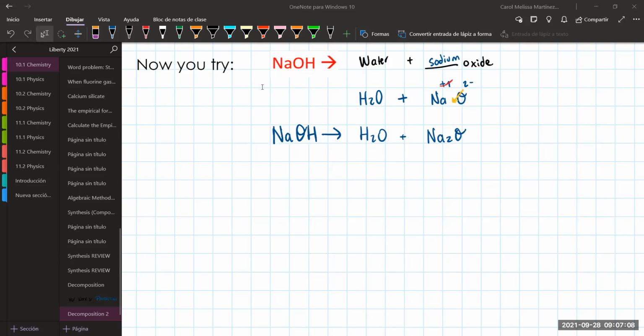And what I do after is check that it is balanced. So NaHO, I have one of each on the left, and I have two of each on the right.